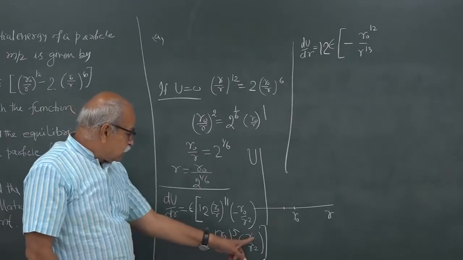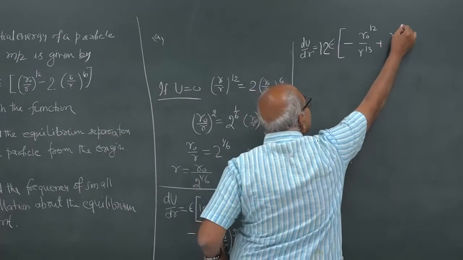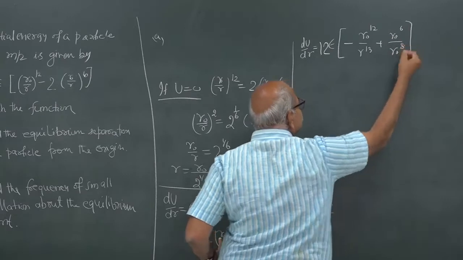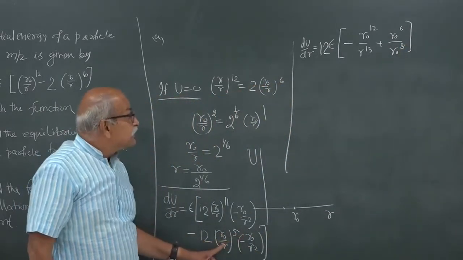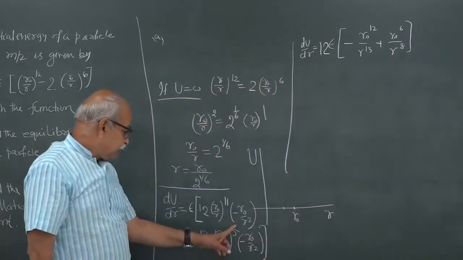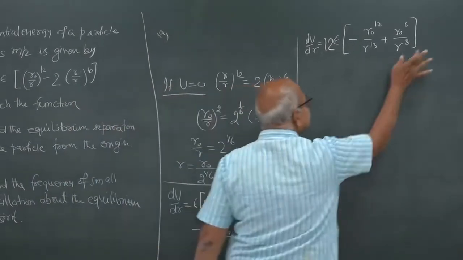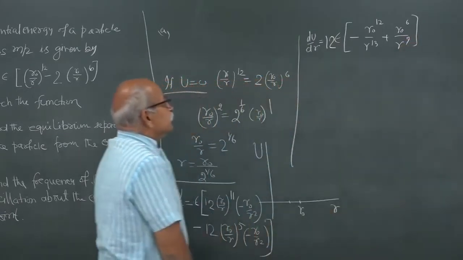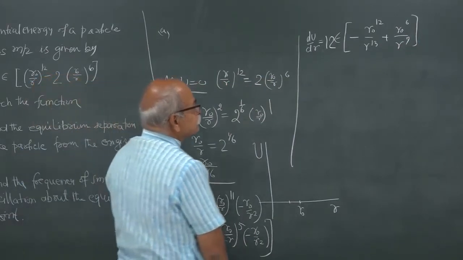So, r naught to the power 6. So, plus r naught to the power 6 and divided by r to the power 8. r naught to the power 6 divided by r to the power 8 divided by r to the power 5 from here and r to the power 2 from here. So, r to the power 7, this is r to the power 7. This is du by dr, right.